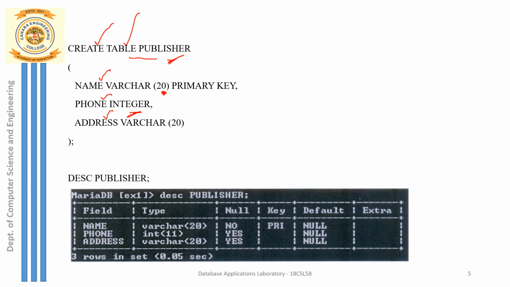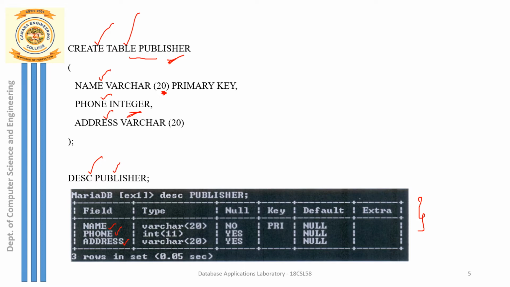Once the table is created, you must next describe the table and see the structure of the already created table. The command to check the description of the table is DESC followed by the table name. The table name here is publisher. You can see here the description of the table publisher, and the columns of the publisher table that is already created. One is the publisher name, the next one is the phone number, and the third column is address.